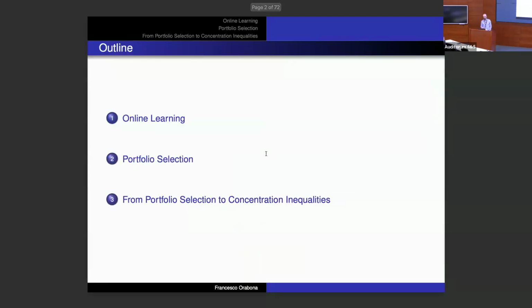So this will be a brief outline of my talk. I will talk about what is online learning, and then a particular problem in online learning that is portfolio selection. And finally, I'll show you how to go from portfolio selection to concentration inequalities. So let's start with the first part, online learning.